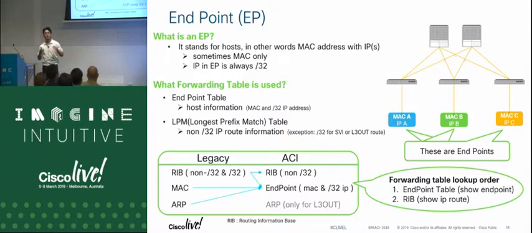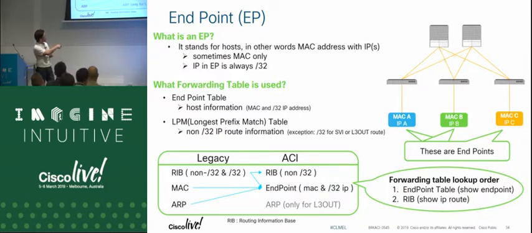So when we do the forwarding lookup in ACI, what happens is we check the MAC address in the endpoint table first. Then, if it's routing traffic, we check the same endpoint table for the /32 IP address. Then, if it's not there, we will check the routing table next. So that's how the forwarding happens in ACI, the general idea.